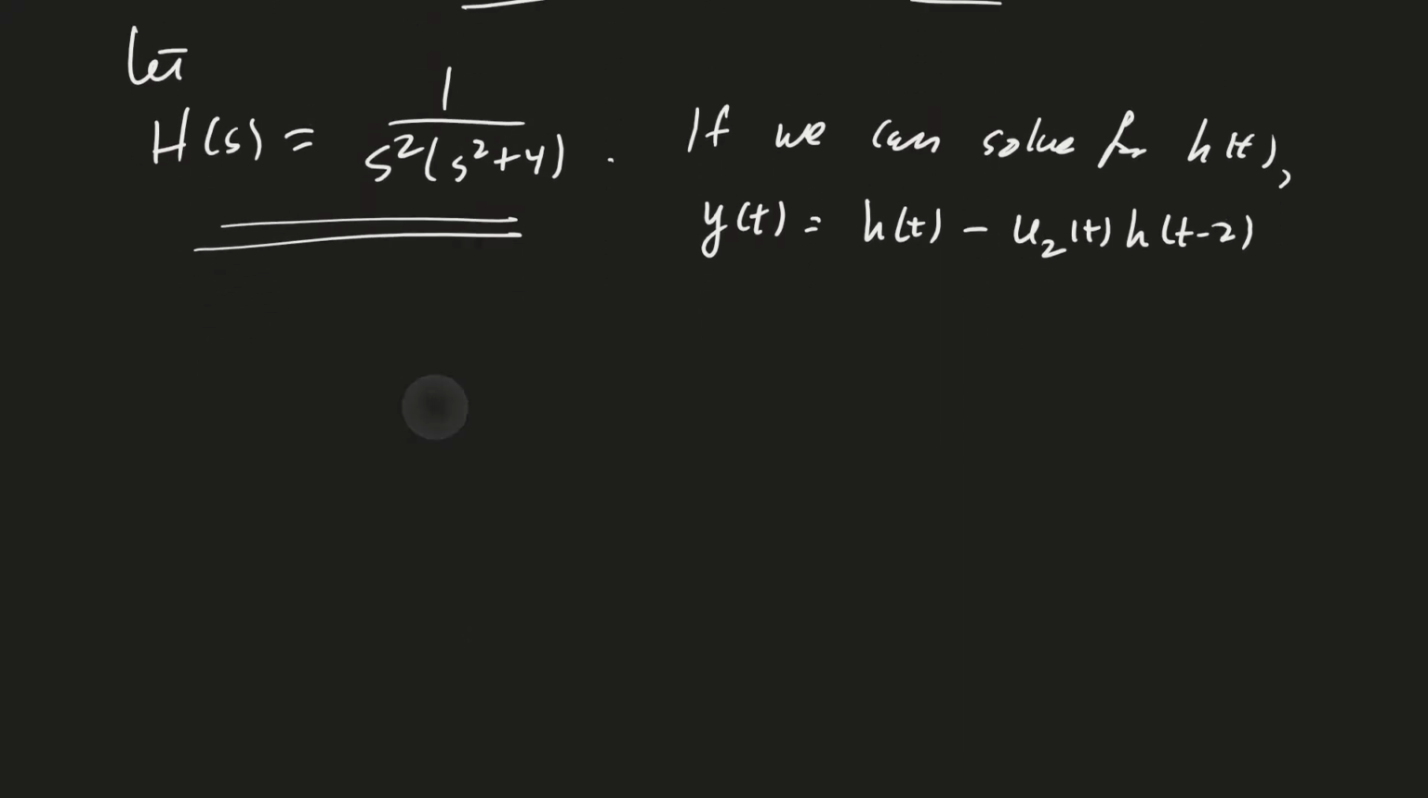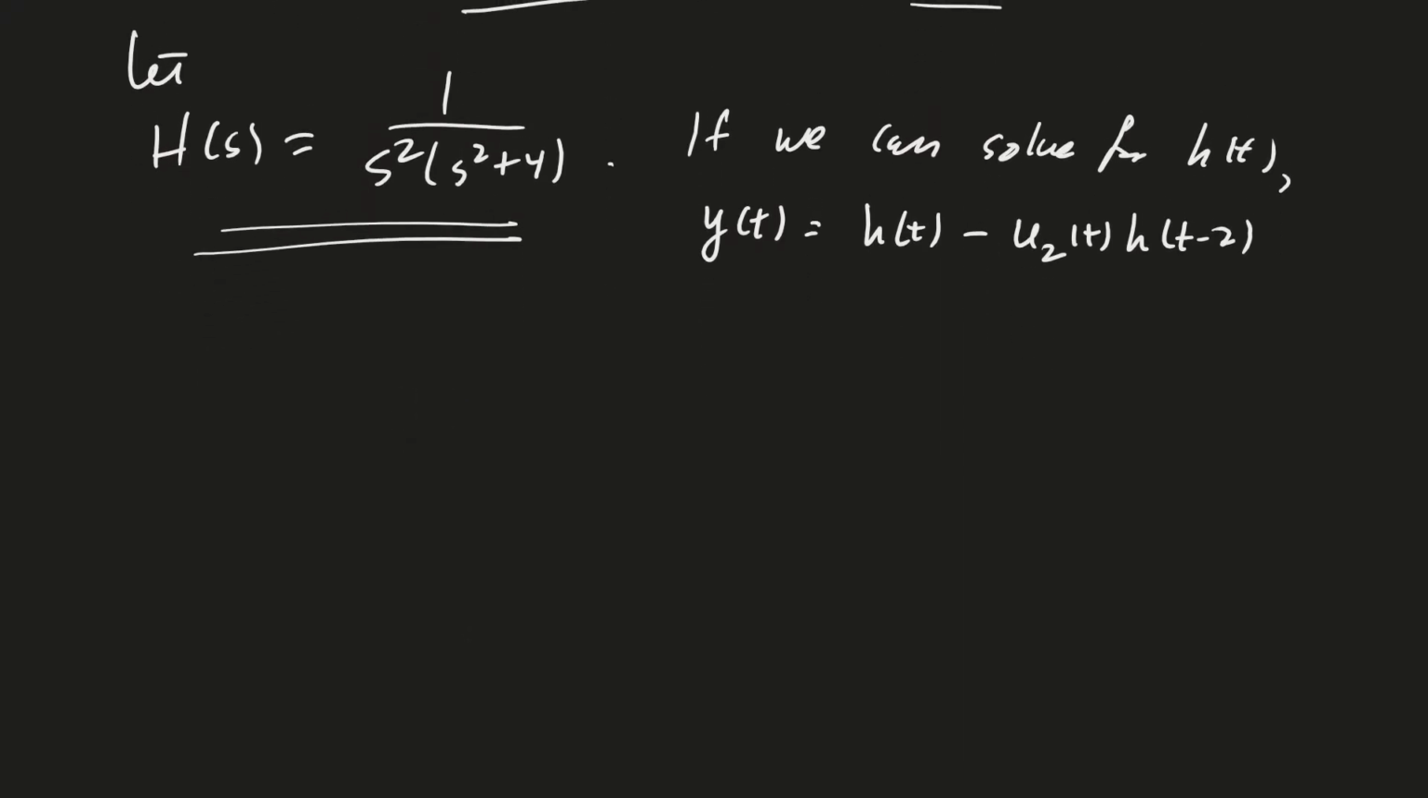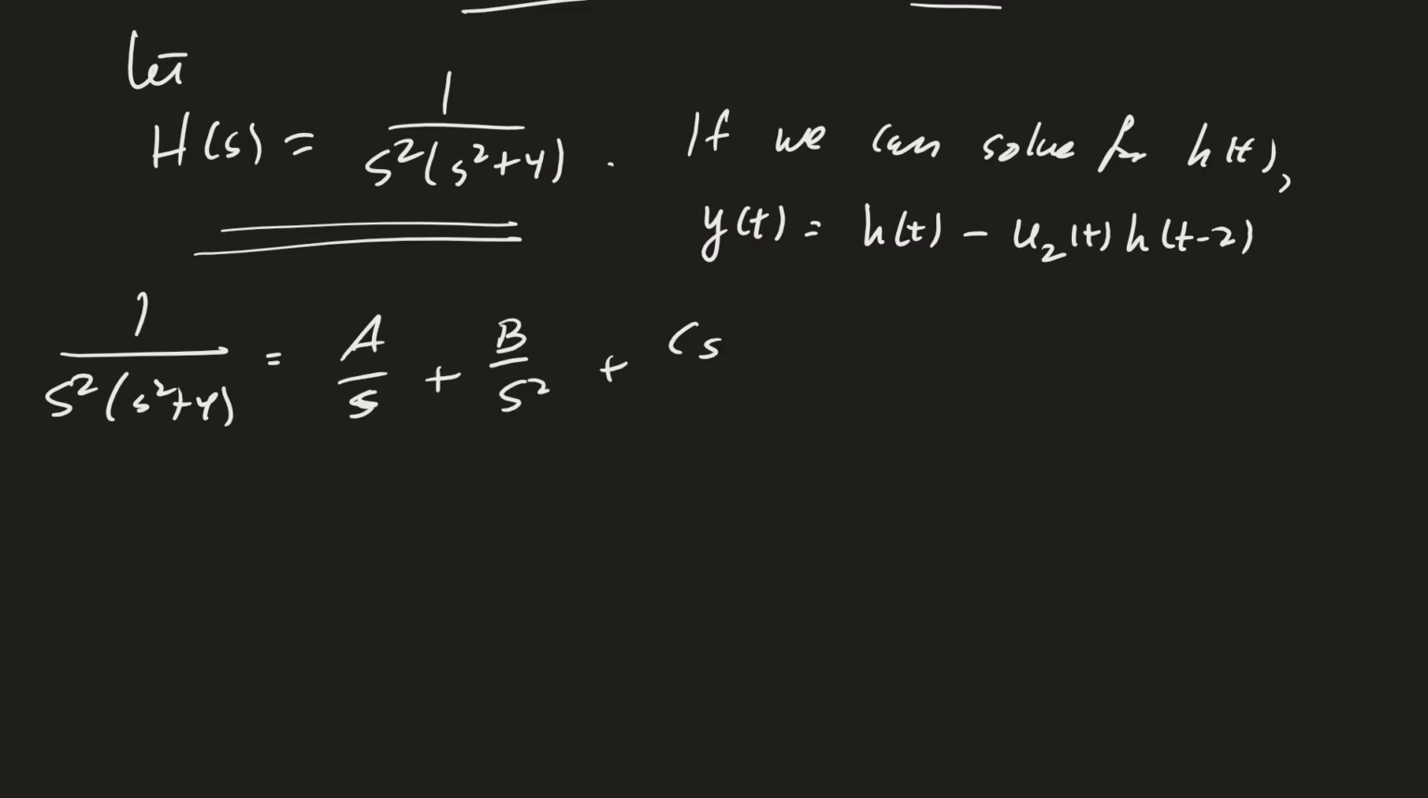Partial fractions, did you say that? So let's see if we remember how to do partial fractions with this kind of a form. So h of s, let me write it differently: 1 over s squared times s squared plus 4 is equal to a over s plus b over s squared plus cs plus d divided by s squared plus 4, right?